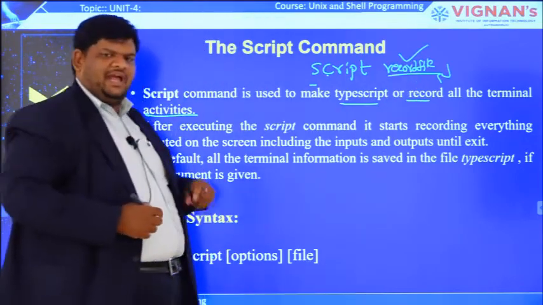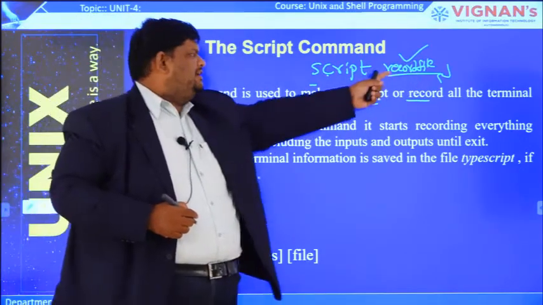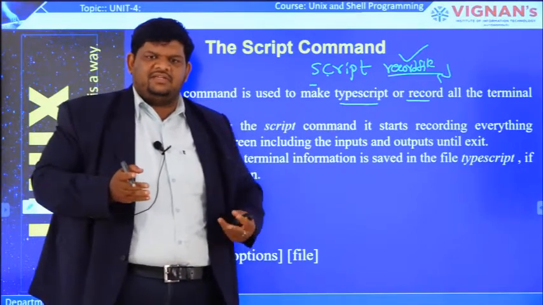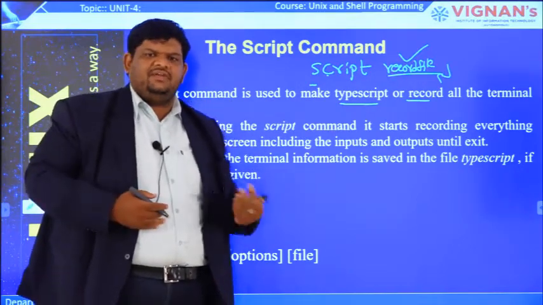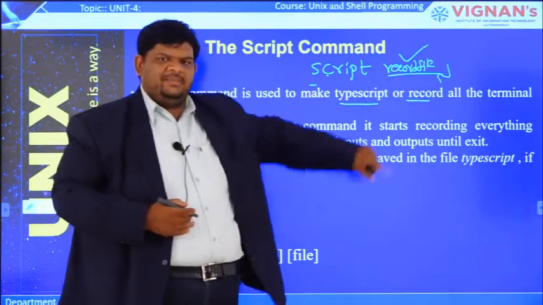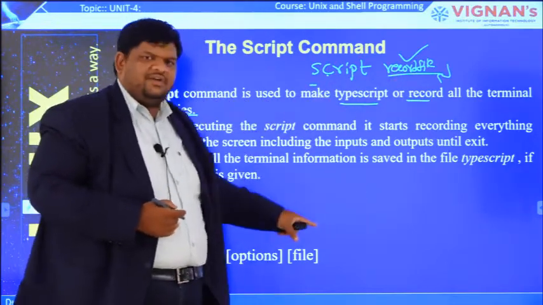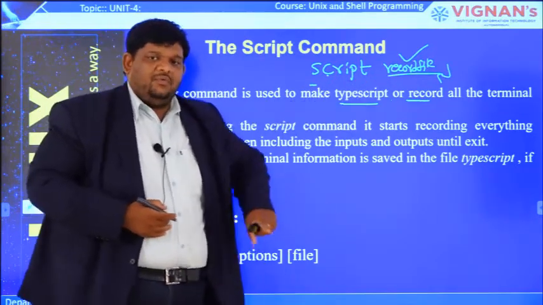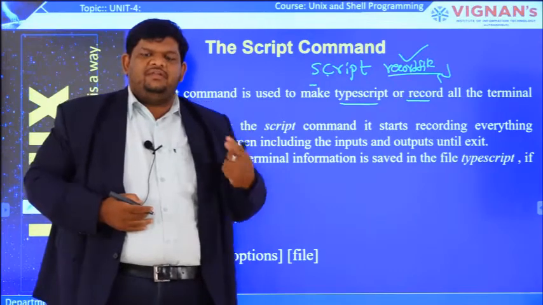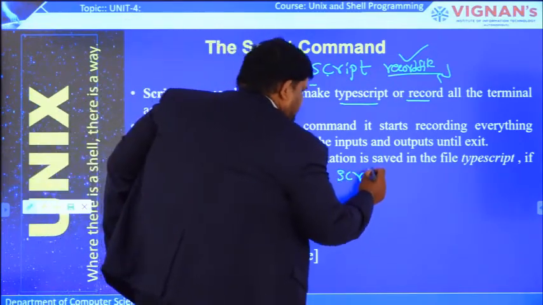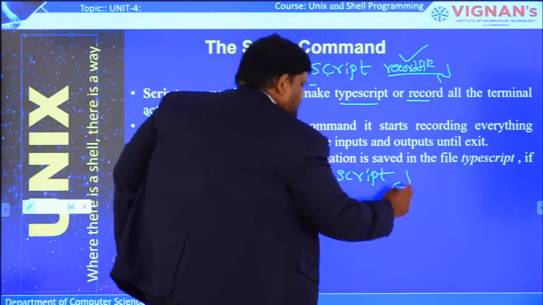With the help of the cat command, again we can see the content present in this file. That means whatever session we recorded, we can see the details with the help of the cat command. We provide the file name so that the entire recorded session is stored in this file. Now what happens if you are not providing a file name? I am writing like this: script, enter, without any file name.